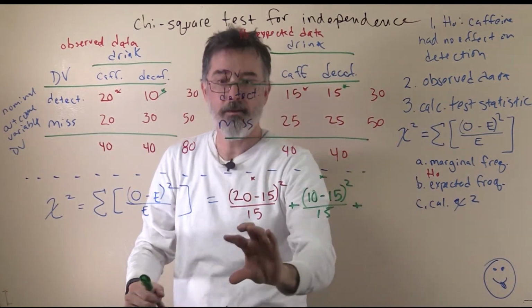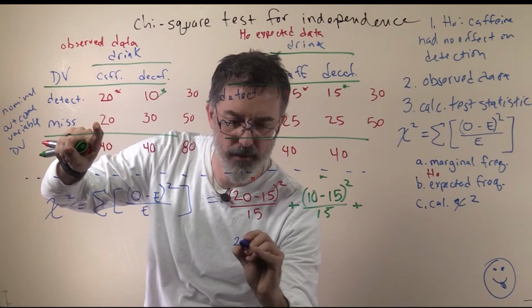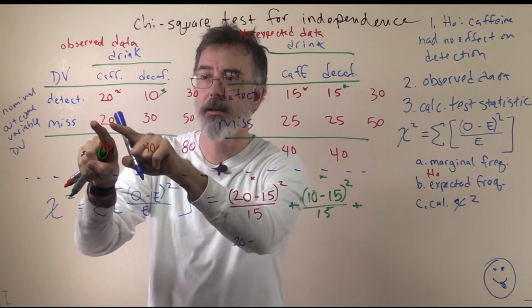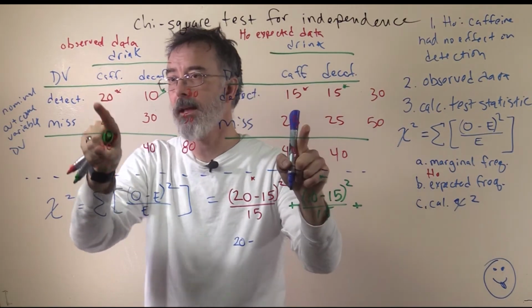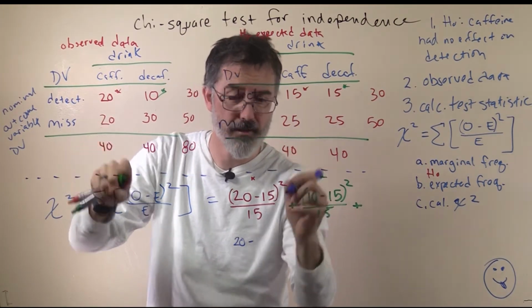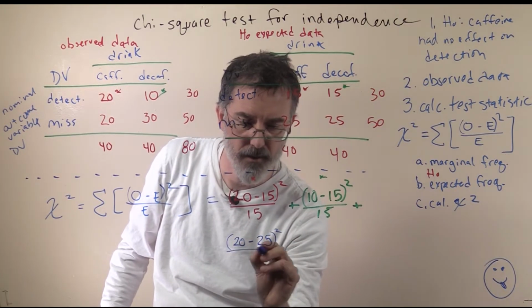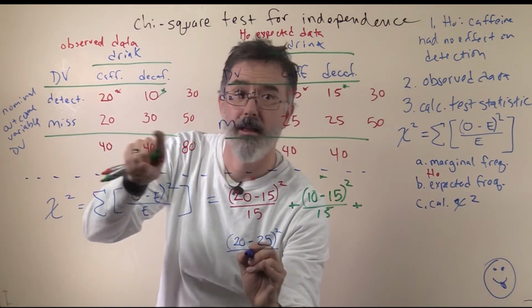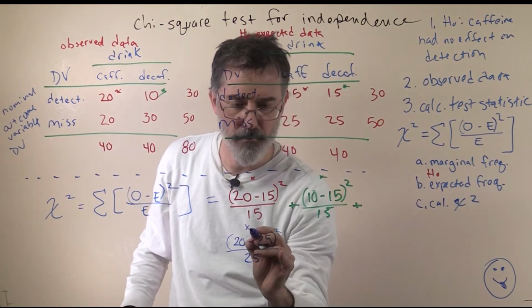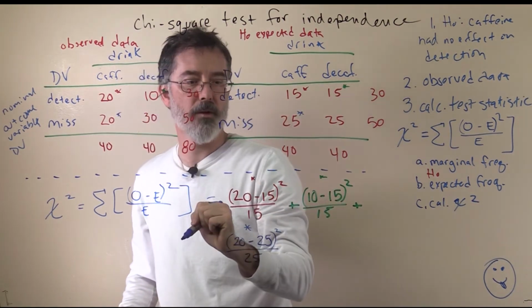I'm just going to break onto another row here. And we'll do this 20 here. So this 20 is the observed value. Its expected was 25. This is the caffeinated miss. Caffeinated miss. It's observed as 20. Its expected is 25. Like always, we square them here, divide by the expected value. And I'm going to put some little star here. So that's the cell we're working with now.